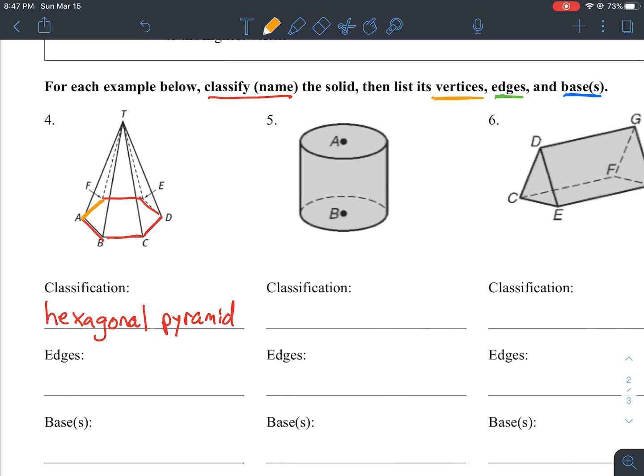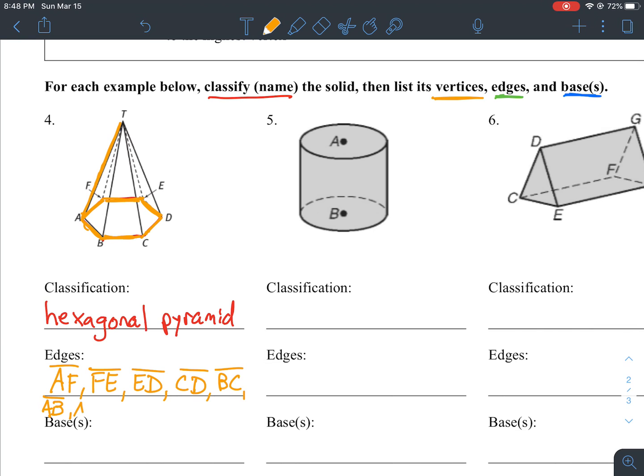So AF is an edge, FE is an edge, and these letters are interchangeable. Okay, the order doesn't matter. ED is an edge. We could also say DE. DC is an edge, or CD. BC is an edge. AB is an edge. Now, those are just the edges along the bases. We also have all of the ones that are going upright.